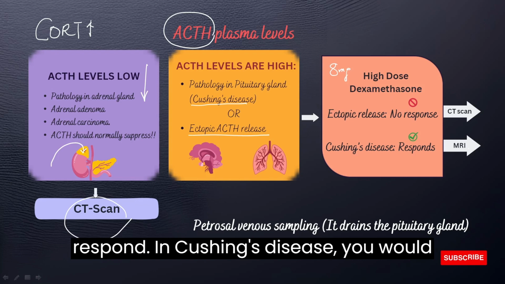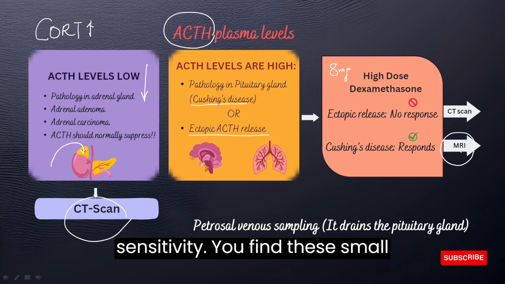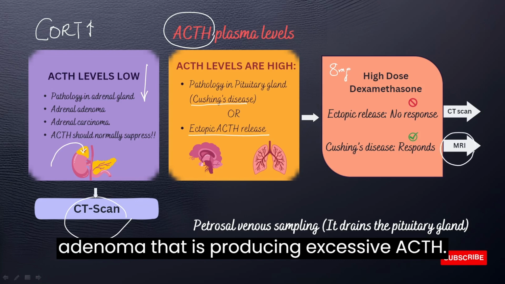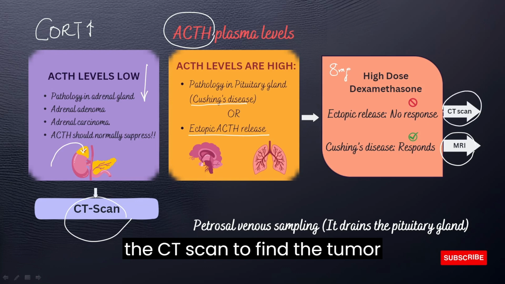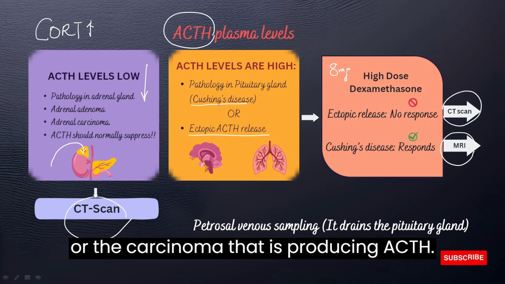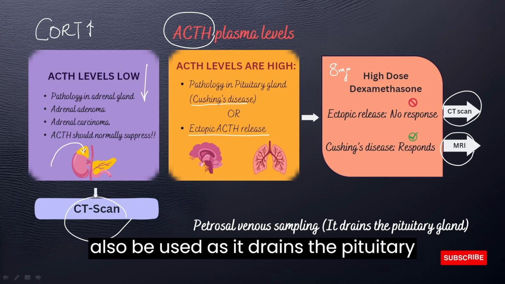In Cushing's disease, you would like to do an MRI, which has a better sensitivity to find the small adenoma that is producing excessive ACTH. In ectopic release, you would like to use the CT scan to find the tumor or the carcinoma that is producing ACTH. Petrosal venous sampling may also be used as it drains the pituitary gland.